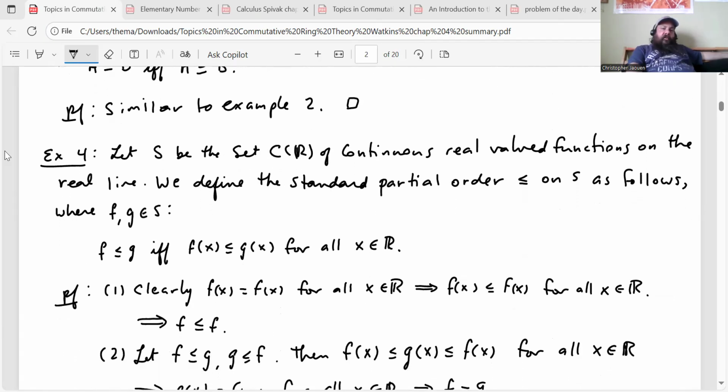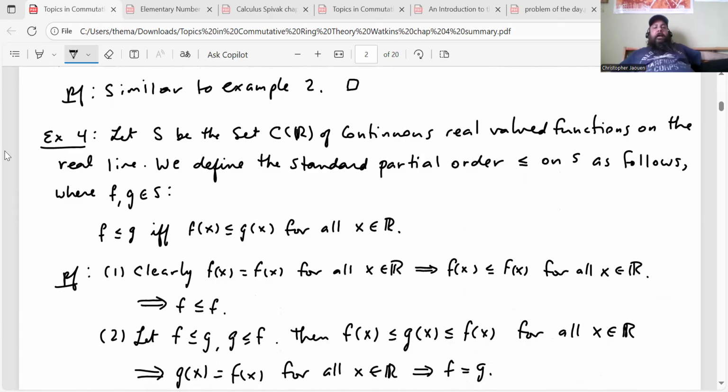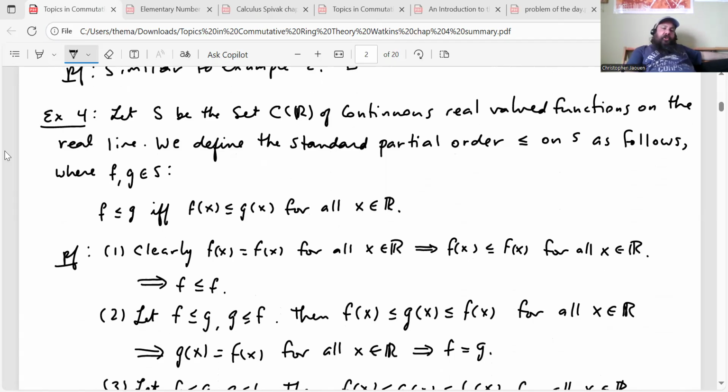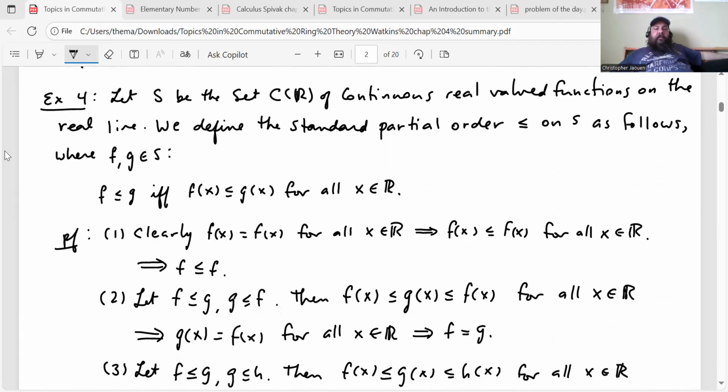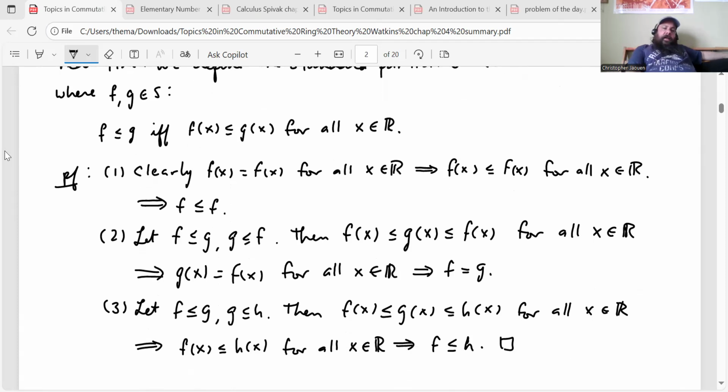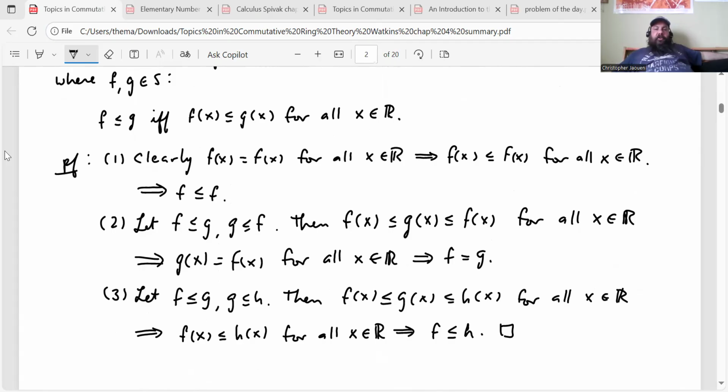Then finally, example 4. Let S be C of R, which is the set of continuous real-valued functions on the real line. We define the standard partial order on S as follows, where F, G are functions in S. We say that F is less than or equal to G if and only if F of x is less than or equal to G of x for all x in the real numbers. And again, I won't belabor the point here. You could pause your screen and look at the verification of the three axioms to show that this is indeed a partial order on the set of continuous real-valued functions.